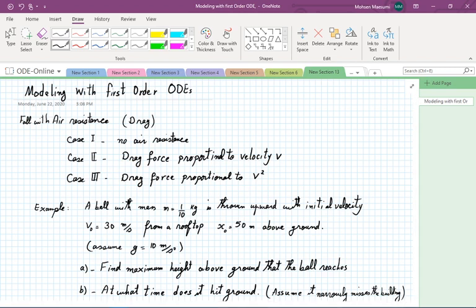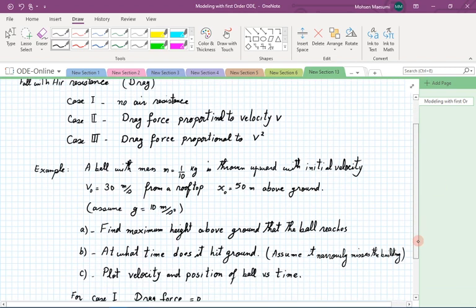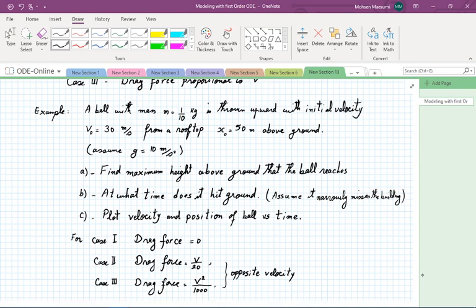A problem similar to the problems you might see in the homework is a case of a ball with a mass of 1/10 of a kilogram, which is thrown upward with an initial velocity of, say, 30 meters per second, and it's thrown from a rooftop that is 50 meters above the ground. We are going to assume that g is 10 meters per second squared. Some standard questions are asked here. One is, how high would the ball go? Find the maximum height above the ground that the ball reaches.